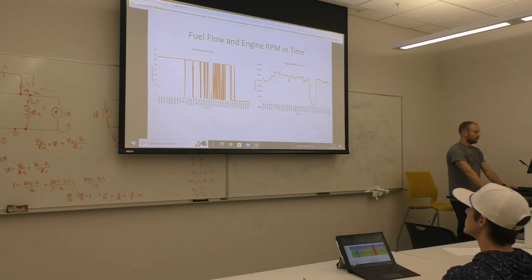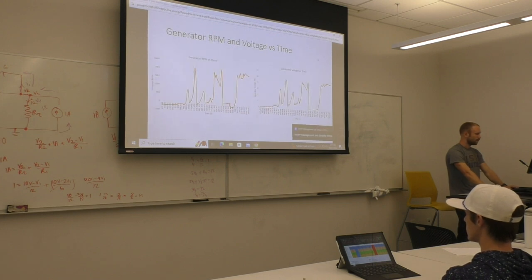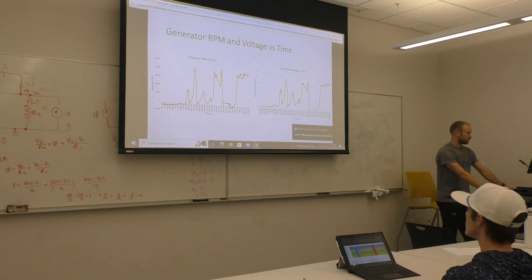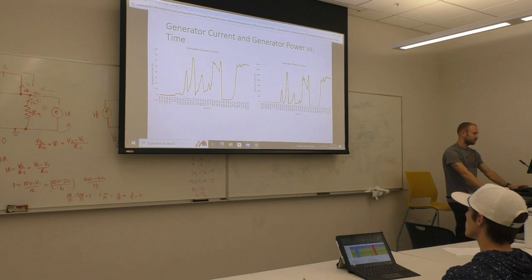You'll also have the fuel flow throughout this experiment as the jet engine takes in fuel, and the engine RPM will also be taken into account. You'll also take into account the generator RPM and the generator voltage. The generator current and generator power will also be in the data.